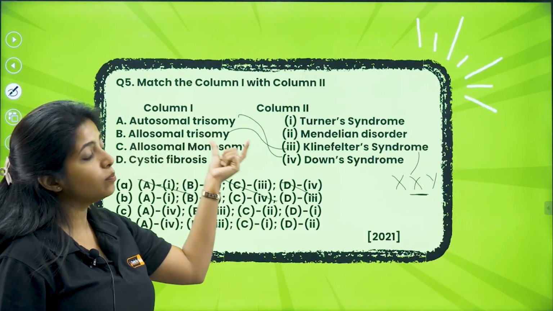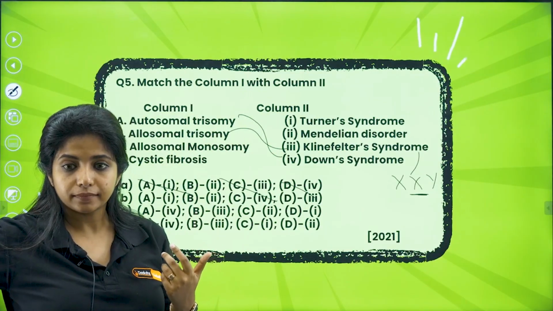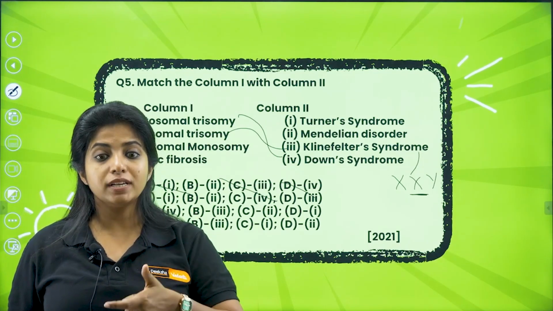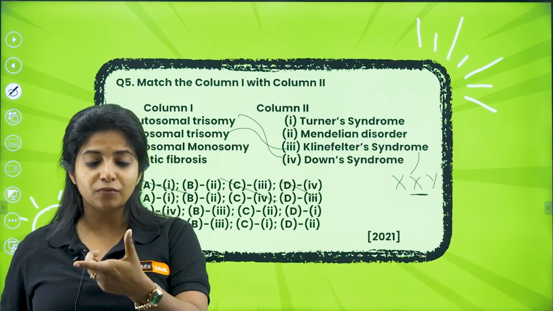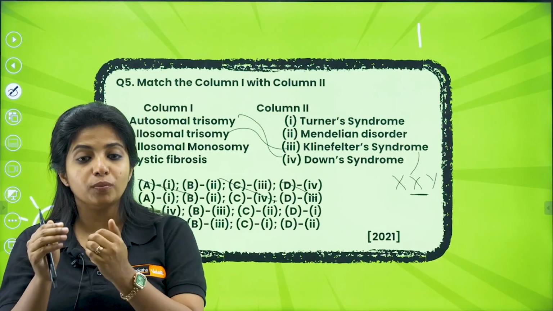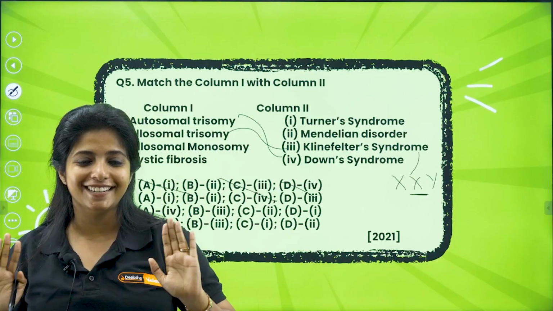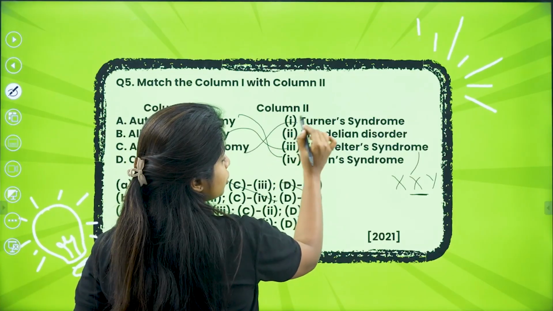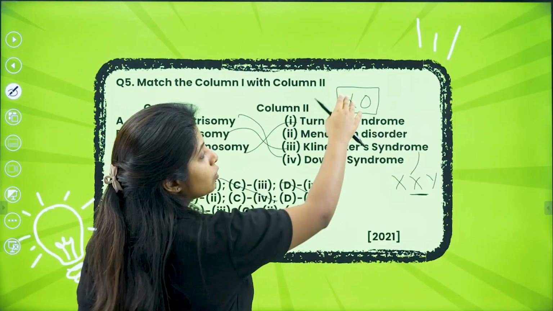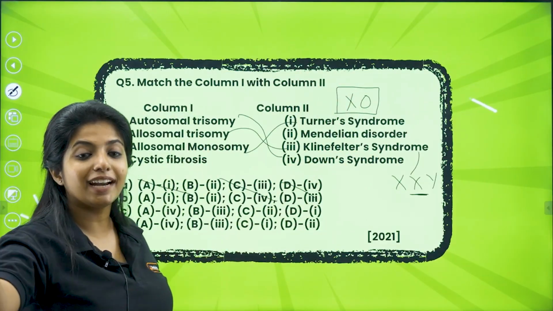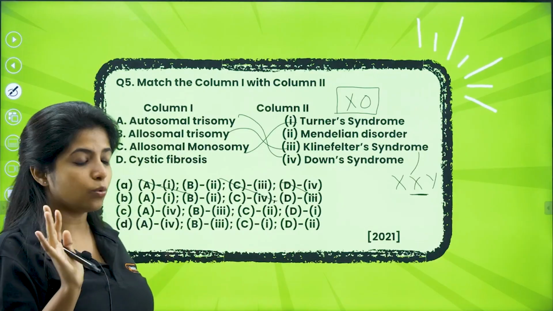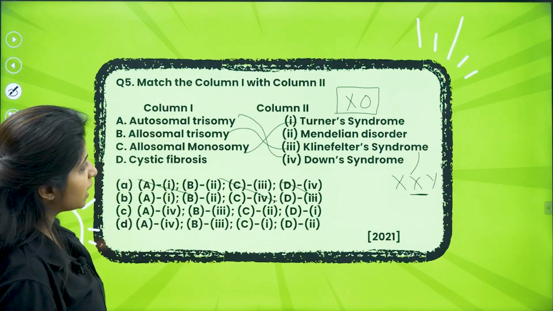Now, allosomal monosomy, where do you see that? Allosomal monosomy is basically where, instead of having 2 sex chromosomes, X and Y or X and X, you just have 1. One chromosome is being deleted. This happens in Turner syndrome, where you have XO condition. Instead of having XX, one chromosome is not there. You didn't get one chromosome from the gamete from one parent. So, it is just XO condition. So, C goes with 1.